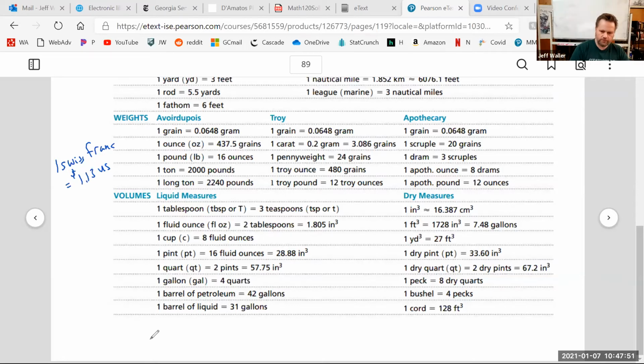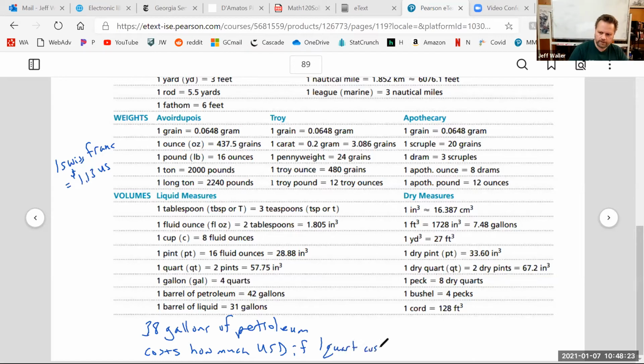I want to know, if 38 gallons of petroleum costs how many dollars, if 1 quart costs 0.22 Swiss francs. Of course, by doing this, I have given myself no room to work with, but I'm probably going to do this up on the board.